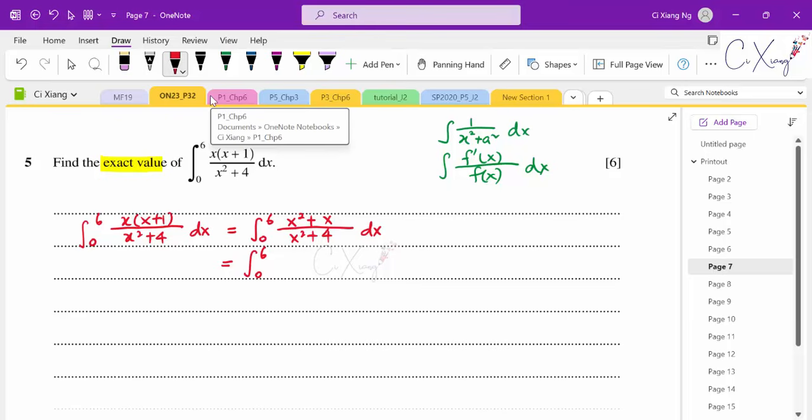Okay, no matter how, let us try to rephrase it again. When I'm having x squared plus x, maybe I want to put a plus 4 here. So maybe I put it as something like this: plus 4, then plus x. When I put a plus 4, that means I already changed my expression, right? So I need to balance it back. I have to minus 4. Then divided by x squared plus 4.